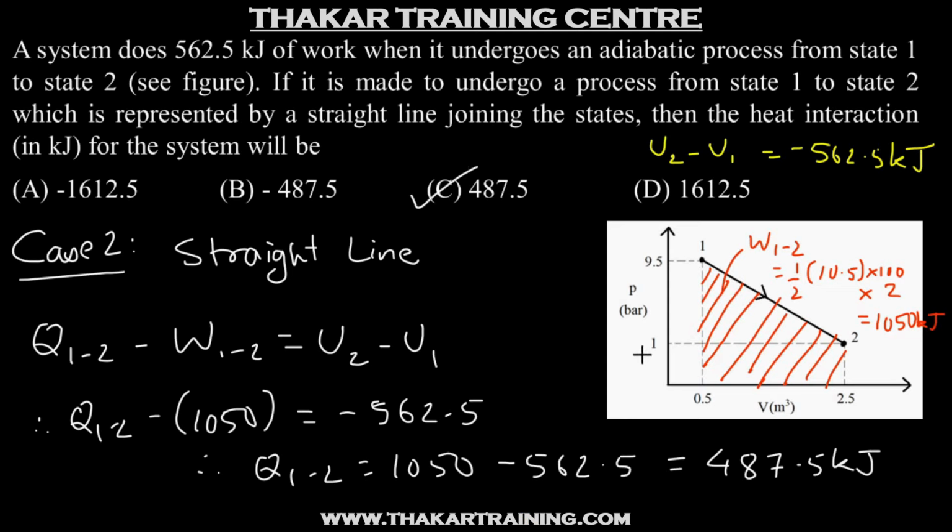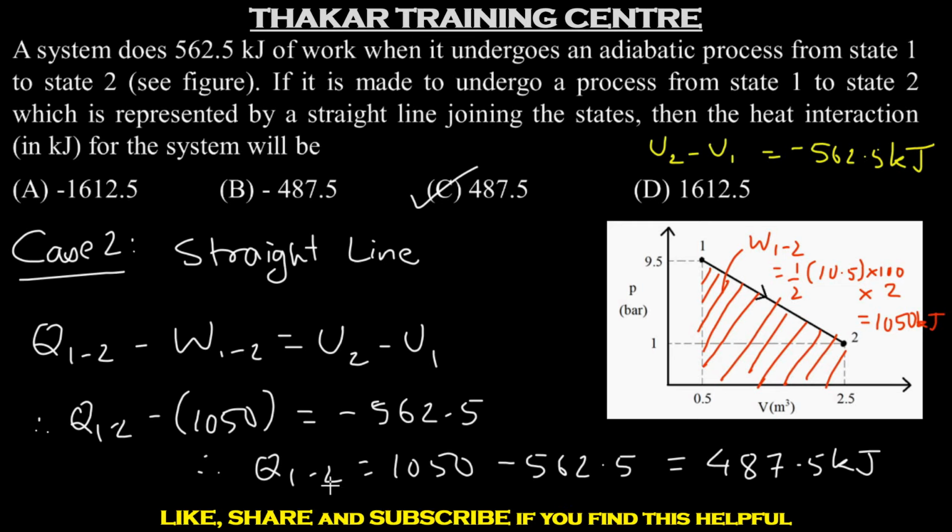So what we did was, first we are given the information that when it undergoes an adiabatic process, it does 562.5 kilojoule of work. So using that information, we applied the first law of thermodynamics and found out U2 minus U1 between these states. Now knowing the value of U2 minus U1, we once again applied the first law of thermodynamics, and this time W12 was found out as the area under the process, so area under the PV diagram. So we had a simple calculation of area and its sign will be positive because we are going from left to right. So once we knew the value of W12 and U2 minus U1, we were able to find out what will be Q12.